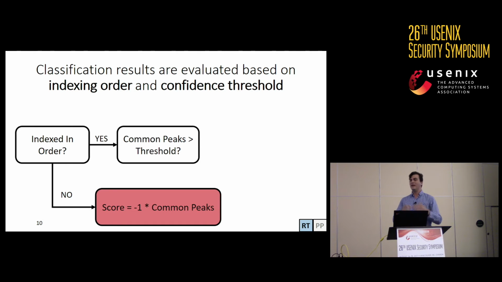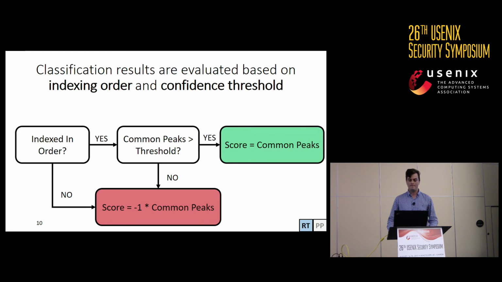Furthermore, if we have our segments coming out in order, so 0, 1, 2, but the confidence scores are really low, we can go ahead and set a threshold to say, okay, if we're looking for 200 peaks in common and we get 5 in common, we're going to say that's a fluke, and we're going to just set that equal to -1.